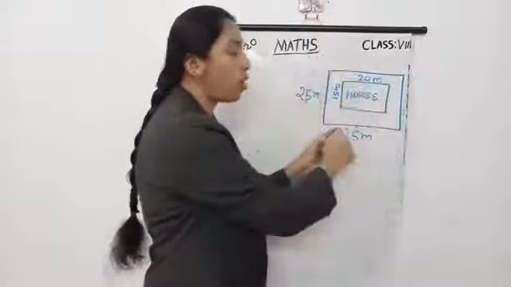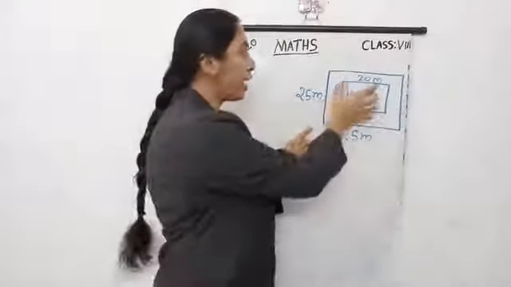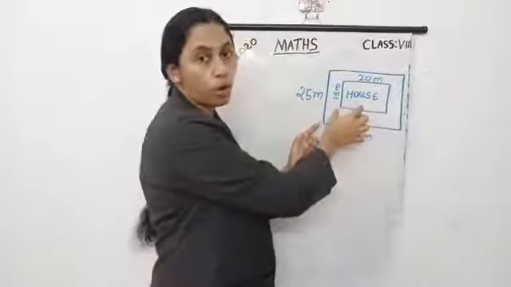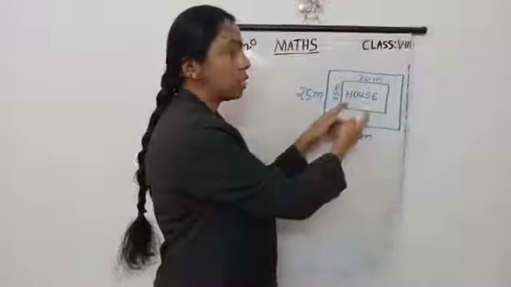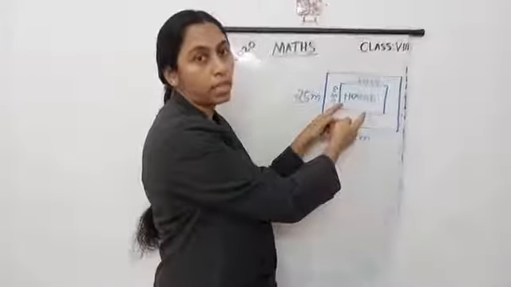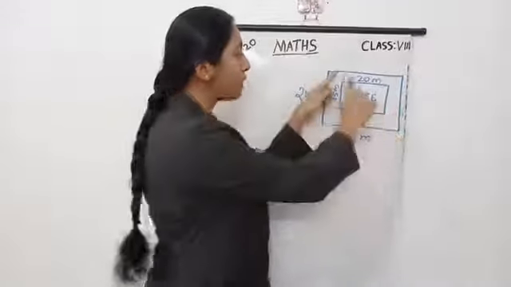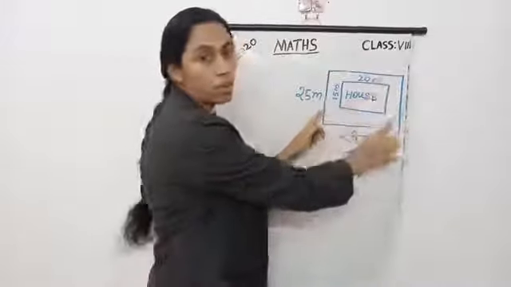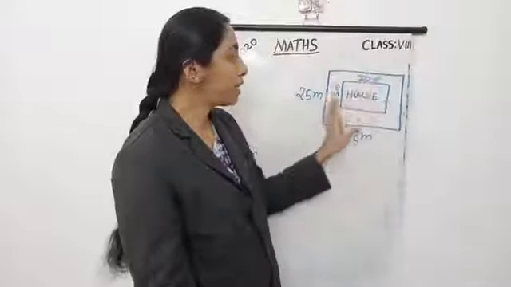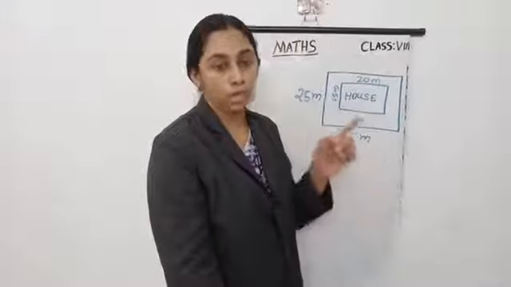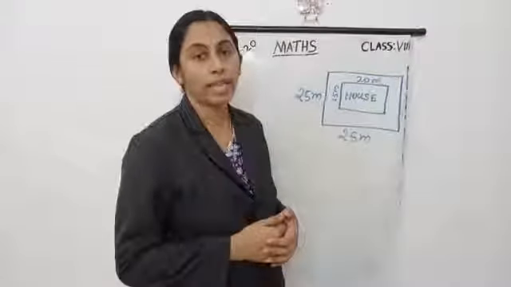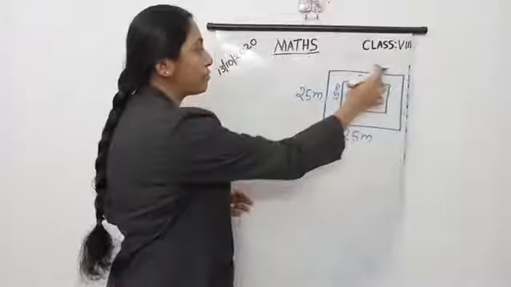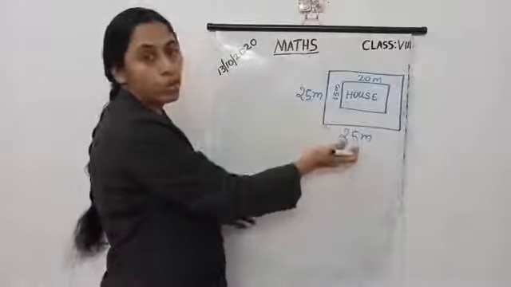Did you get it? First find the area of this square plot and then find the area of this house plot. Then subtract the house plot area from the total area. Then we get the area of this garden space. This space only. Then multiply that area with the rate of rupees 55. Then we get the total cost. So let's start. The area of the square plot, side is 25.